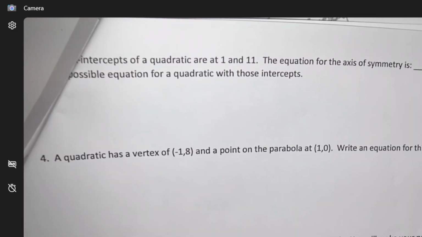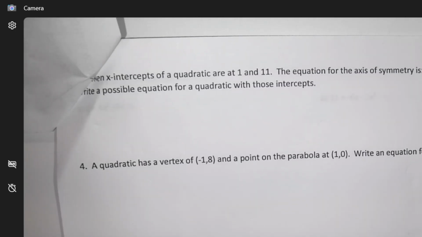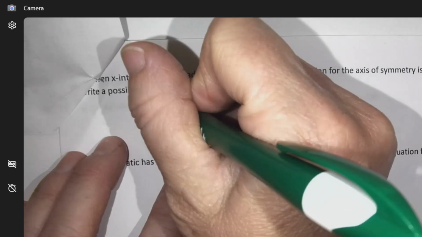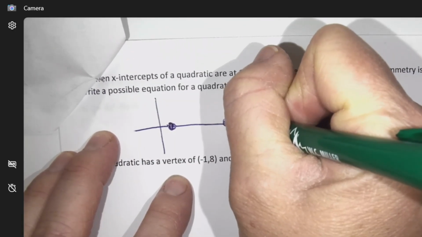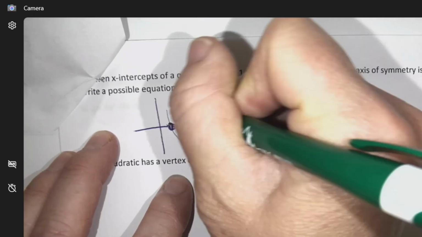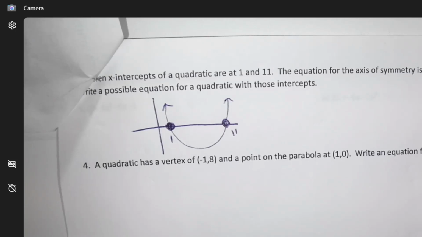Okay, the next two questions are about making equations. Okay, so this is what it has told me. So the x-intercepts are at 1 and 11. So I don't really know exactly what my parabola looks like, but I know it has intercepts at 1 and 11. Okay, so then what's the equation for the axis of symmetry?